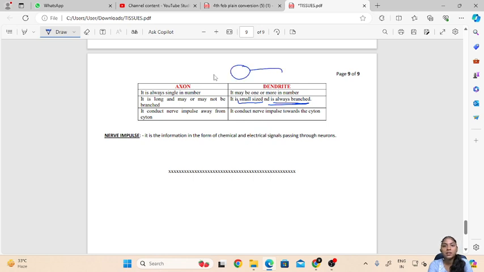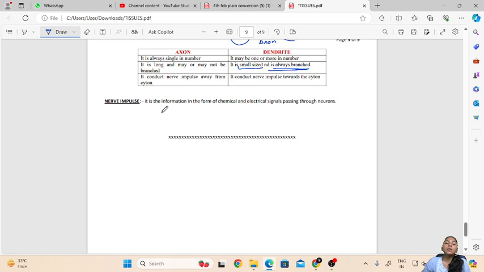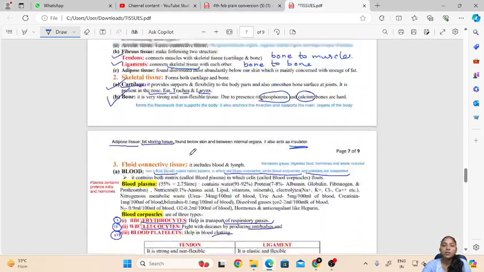We have already seen, for example, if these are the dendrons, these will collect the nerve impulse and carry it towards the cyton or the cell body, and the axon will move it away from the cell body. Then nerve impulse or the nervous stimuli is the information in the form of chemical or electrical signal which passes through the neurons. Now this is all in the chapter tissues.